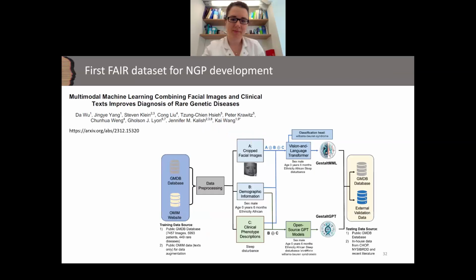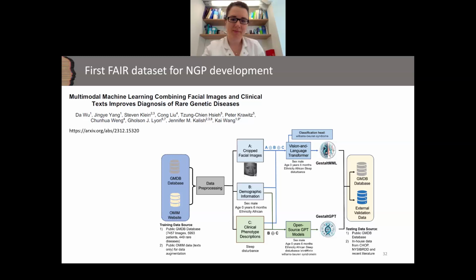Okay, so we almost come to the end. This kind of data set is also very important for the next generation phenotyping development. The reason is that originally, before the GestaltMatcher database came out, there was no public data set people could really use to develop this method in this field. The data are all owned by the company FDNA, which is the company that provides the service. So that's why no research group can really develop this kind of technology.